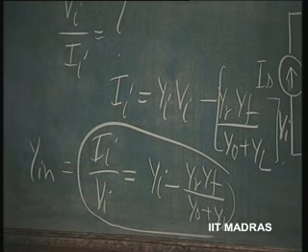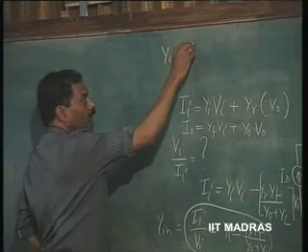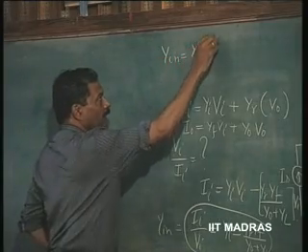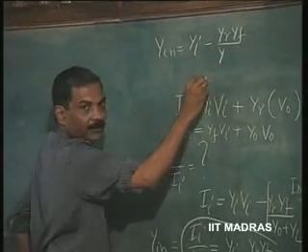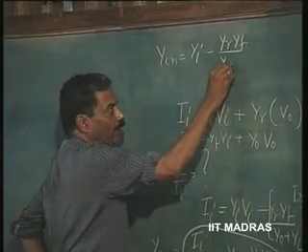So, Y in is equal to Yi minus Yr Yf divided by Y naught plus YL.